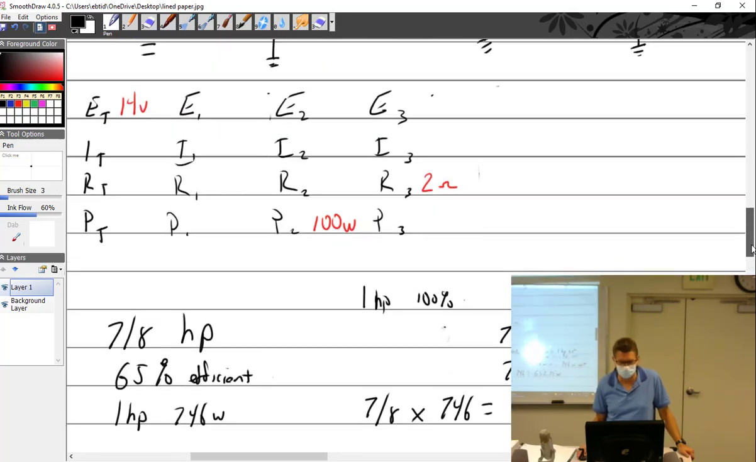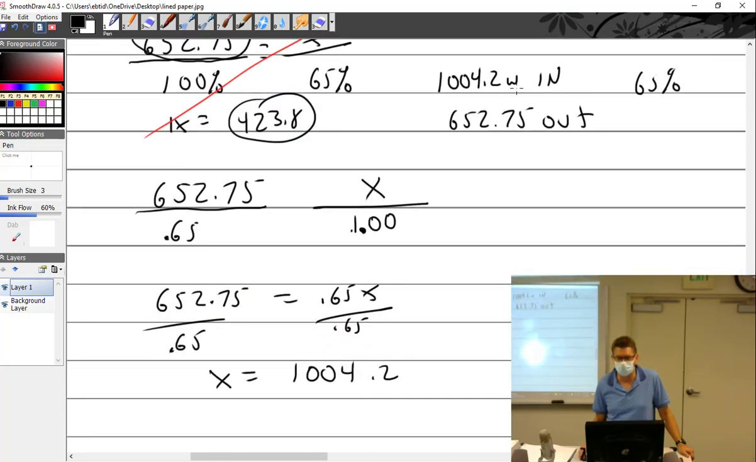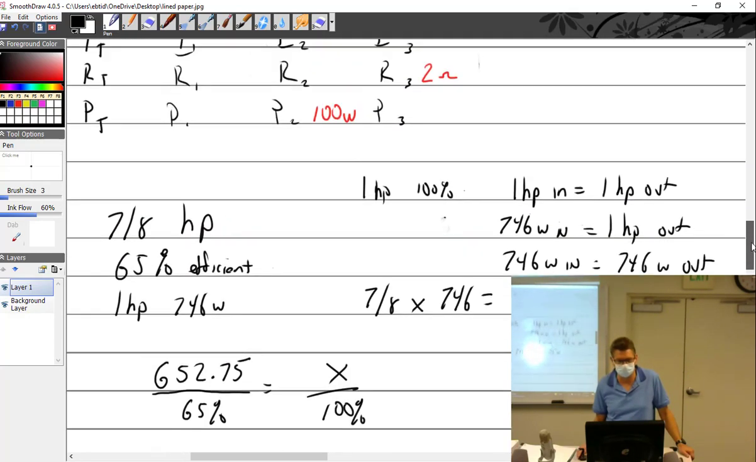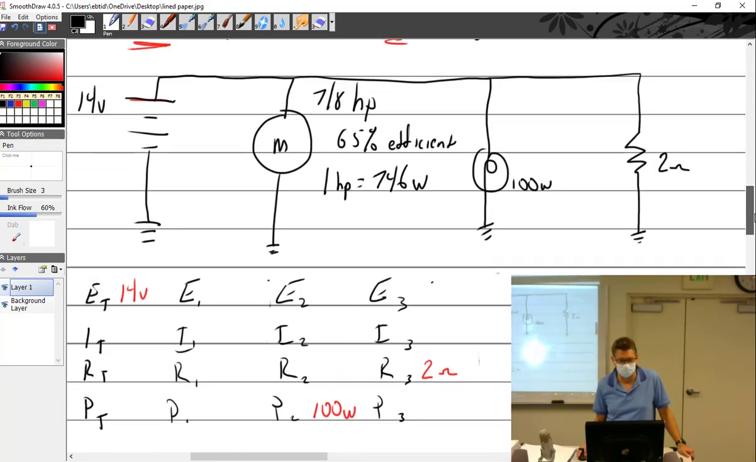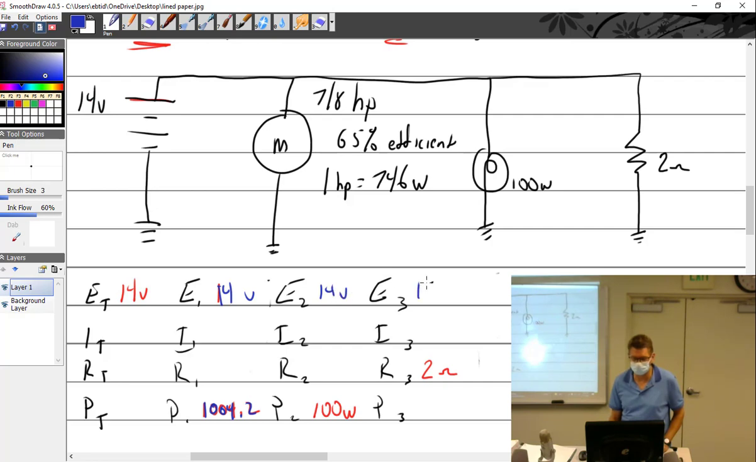Okay, so now we know that. What's my number? 1004.2 watts. And you want the input, not the output, right? I don't care about the output anymore. I want to know how much my circuit is sucking down. So this was 1004.2. Now I'm getting somewhere. What else can I do here? I should put in blue what we're getting: 1004.2. We know this is 14 volts, this is 14 volts, and this is 14 volts.